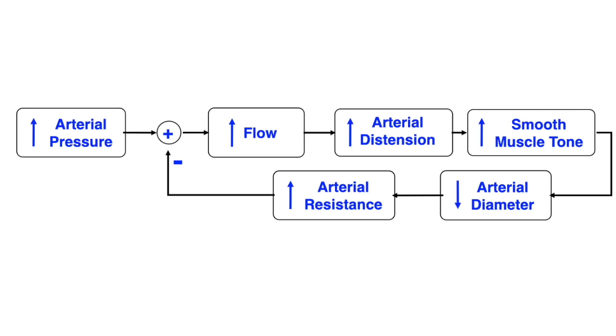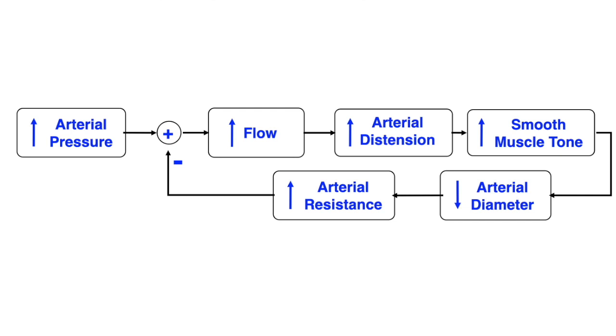This particular example here is an increase in arterial pressure, which leads to an increase in flow, of course, right? Increase in pressure, increase in flow, assuming resistance doesn't change. That's that basic equation. Then, because of that increase in flow, we have arterial distension. So it expands the vessel wall, because the vessel wall is compliant, and the response to that stretch is an increase in muscle tone.